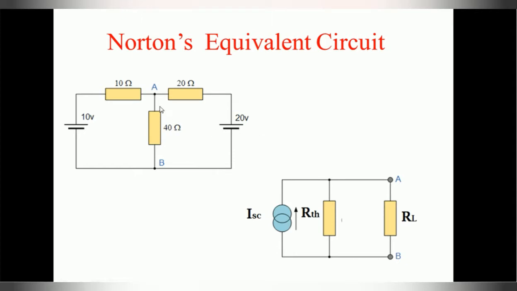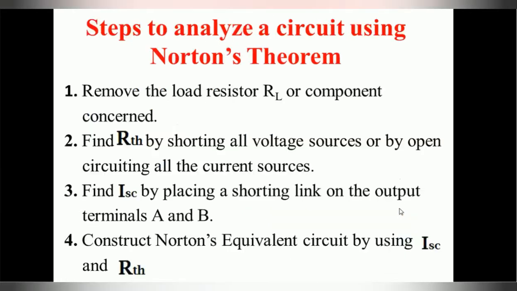So the complex network is converted into a simple network. It is called the Norton's equivalent circuit, having the current source in parallel with one resistance, and at the end of that equivalent circuit we can connect any value of load resistance and identify the current flowing through the load resistance. So now let us see what steps we need to follow when reducing a circuit using Norton's theorem.